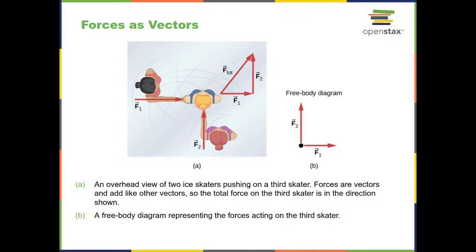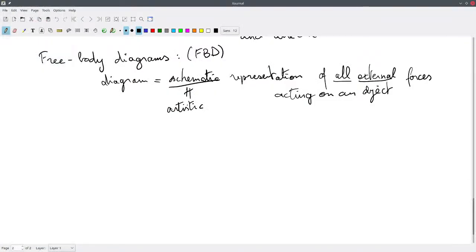So most of those are all internal forces. We don't care about those internal forces in the person, but we care about the external forces that are acting on the outside of this person. And finally, and this goes with the schematic representation, we're going to represent this all as working at a single point. So it's a schematic representation of all external forces acting on an object as if they were applying on a single point.